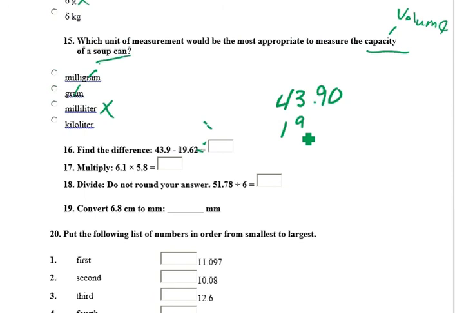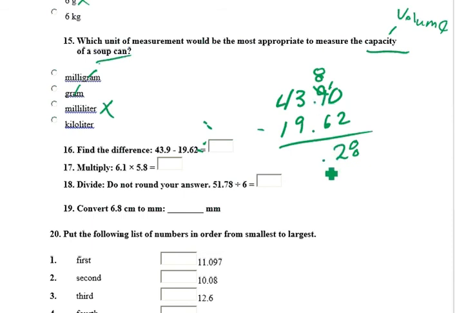I added 0 as a placeholder. 19.62. And this is where you've got to borrow. You can't take 2 away from 0, so I borrow from the 9, make that an 8, and then make this 10. 10 minus 2 is 8. 8 minus 6 is 2. Bring the decimal straight down, and notice how we lined up the decimal.